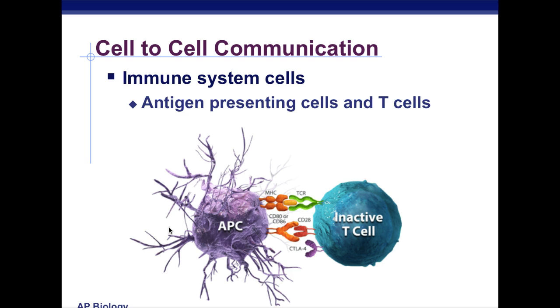Another example of cell-to-cell communication: later in this unit, we'll talk about the immune system, and many of the immune system cells actually communicate through cell-to-cell communication. So over here is something called a T cell. Over here is something called an antigen-presenting cell. This is a white blood cell that has now engulfed a pathogen, so something that would make you sick. It is now presenting proteins on its surface that's going to activate another type of immune cell called the T cell.